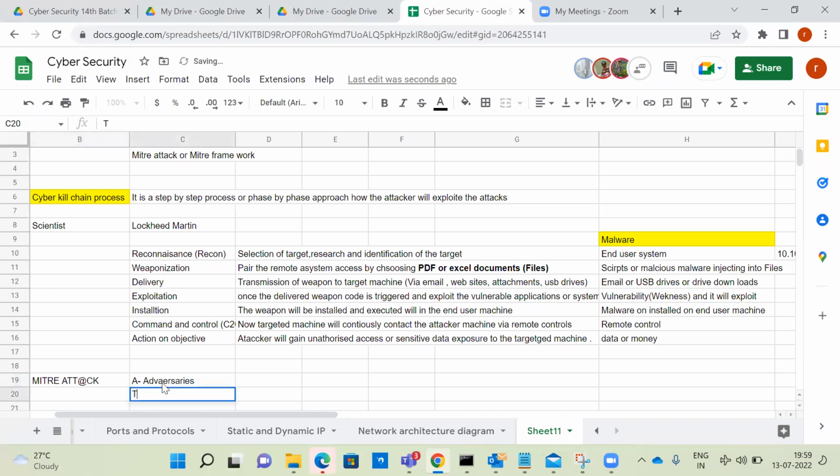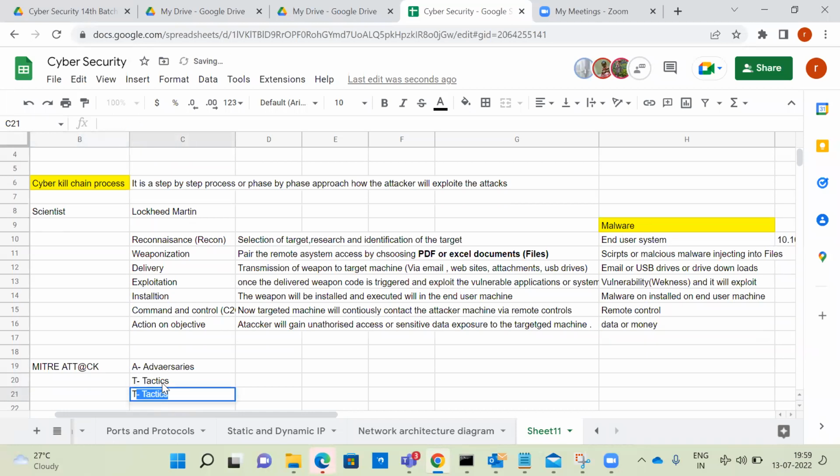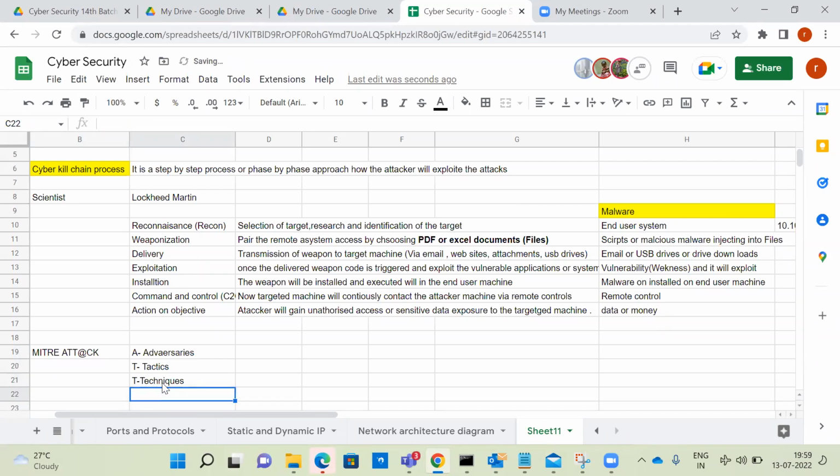T means tactics. T means techniques. CK means knowledge base.